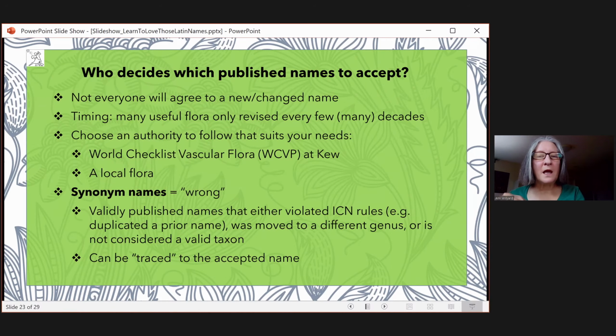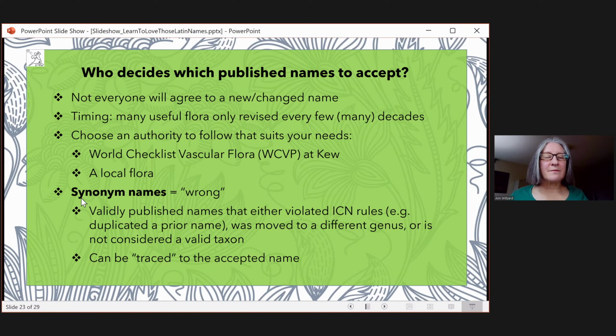name. Okay, so not everyone agrees. So it may be that people agree and just the flora has not been reprinted in several decades. So you may open up a reference book for your state or for a region and find out that the printed version doesn't have the new name. And my suggestion is that if you're doing a species list, you just choose a flora, or if you're doing something worldwide, there's a worldwide checklist that Kew Gardens does.